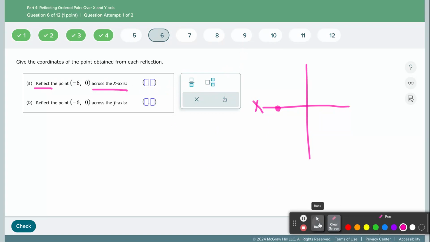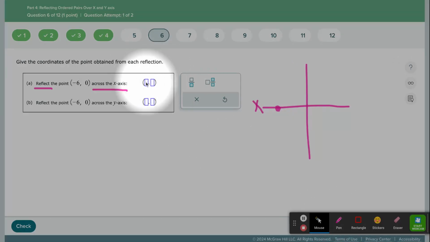So I'm going to go through and I'm going to actually mark it up, right? So what would be my new ordered pair? It would still be -6, 0. Okay. Now, what about this next one?